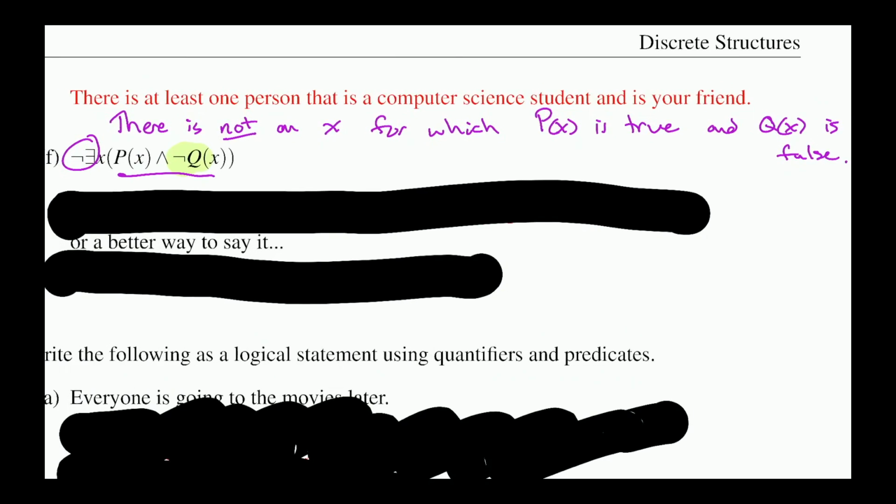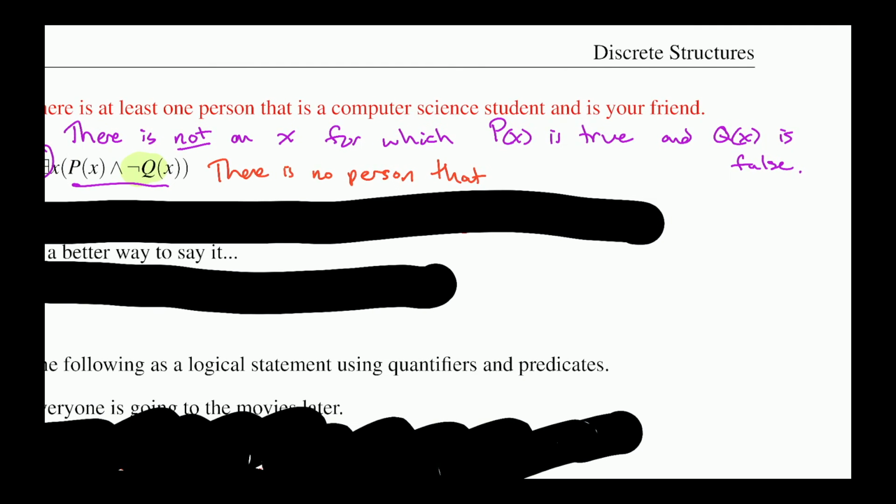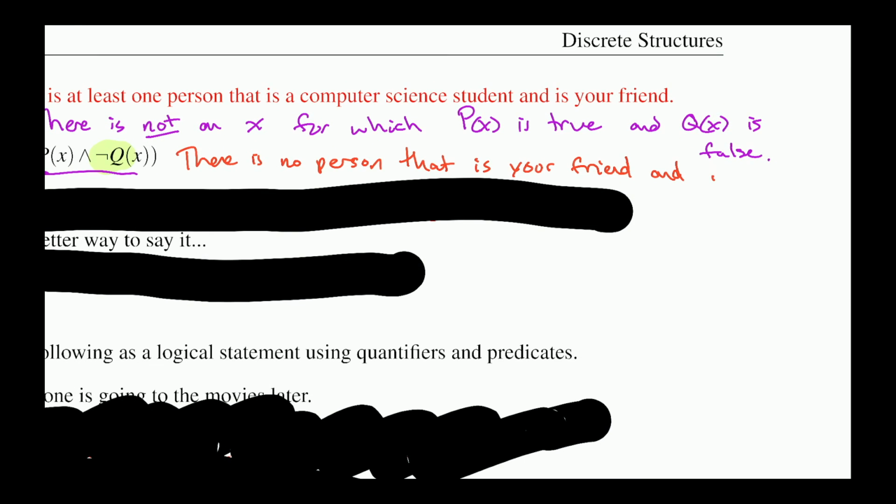Now what's that mean in words? Well, in words, that's going to be there is no person, right? There does not exist an X. So there is no person that P of X is true. P of X is your friend, right? So there's no person that is your friend and Q of X is false. So Q of X is a computer science student. So false would be is not a computer science student. So there's no person that is your friend and is not a computer science student.